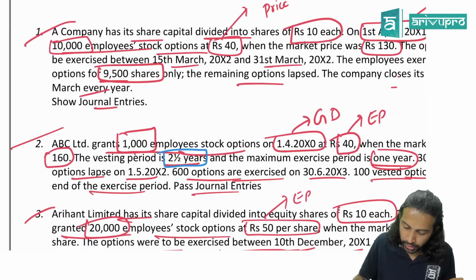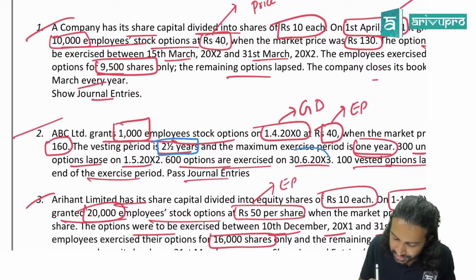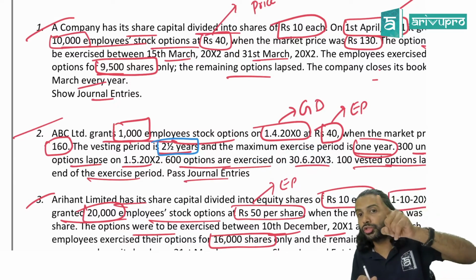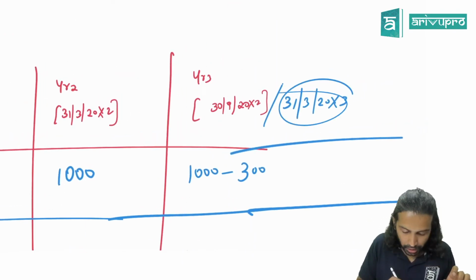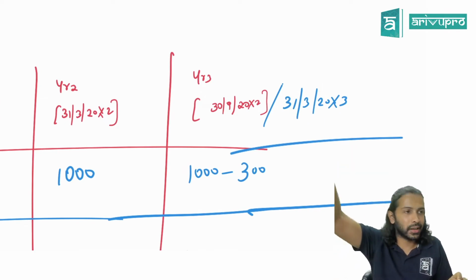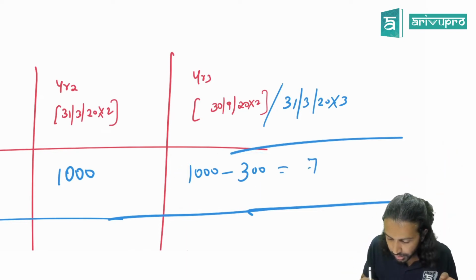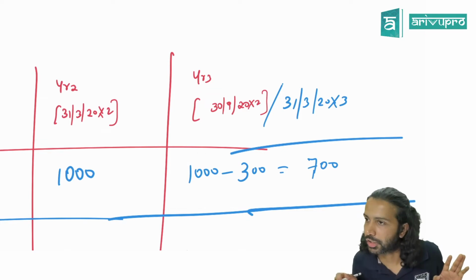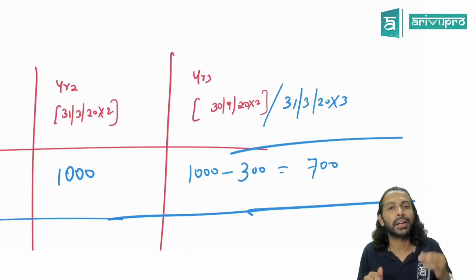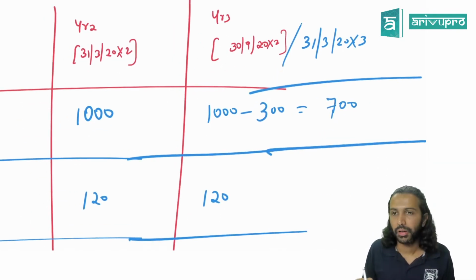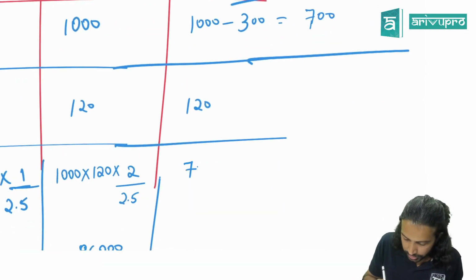Alright. Next, 100 also lapsed, they said. But when did it lapse? Check here. First of all, the 600 options were exercised on which date? 30th June 20x3. On 30th June you got to know. I'm on which date now? 31st March. 30th June means 3 months later. 3 months later I got to know that 100 more options also lapsed. But as on 31st March, I am still thinking that 700 options are going to get purchased. Hence 700. How did I get 700? Because these 300 options lapsed, meaning they got cancelled. But the loss on one share is still 120 only. We have 700 shares.